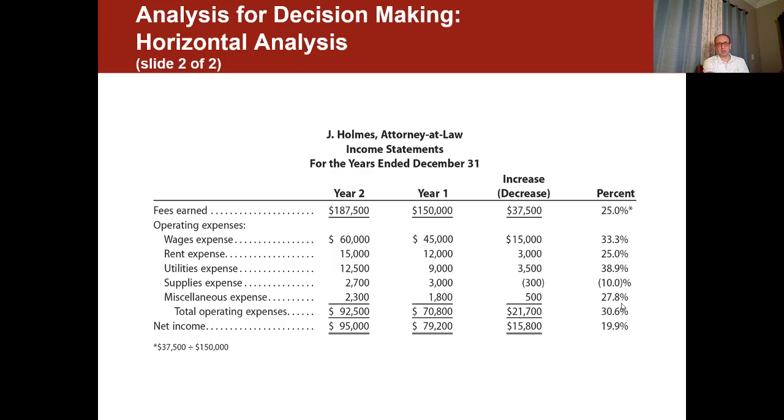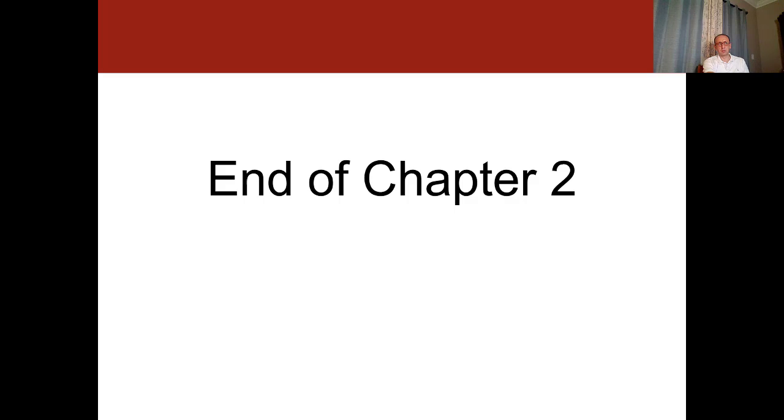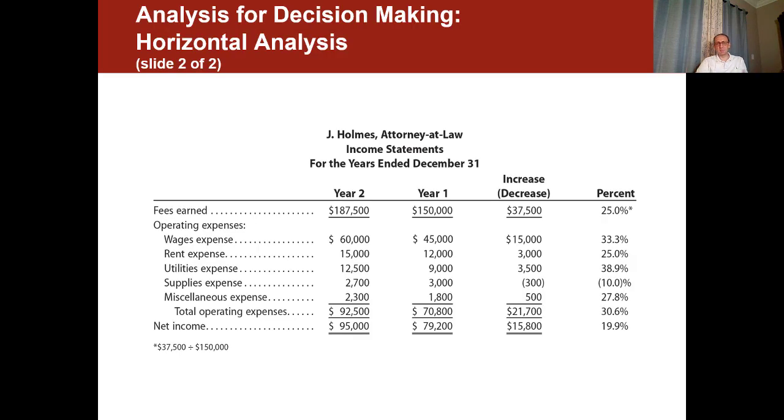So we want to calculate the percentage change. How do we do that? We start with fees earned. We get the difference, which is 37,500, and we divide it by the base year. The base year is the first year we're comparing to, which is year 1. So 37.5 divided by 150, and that's 25%. So basically that's how we deal with this kind of horizontal analysis. It's very useful for us to see how changes take place and what is the amount of the change in the financial statements.